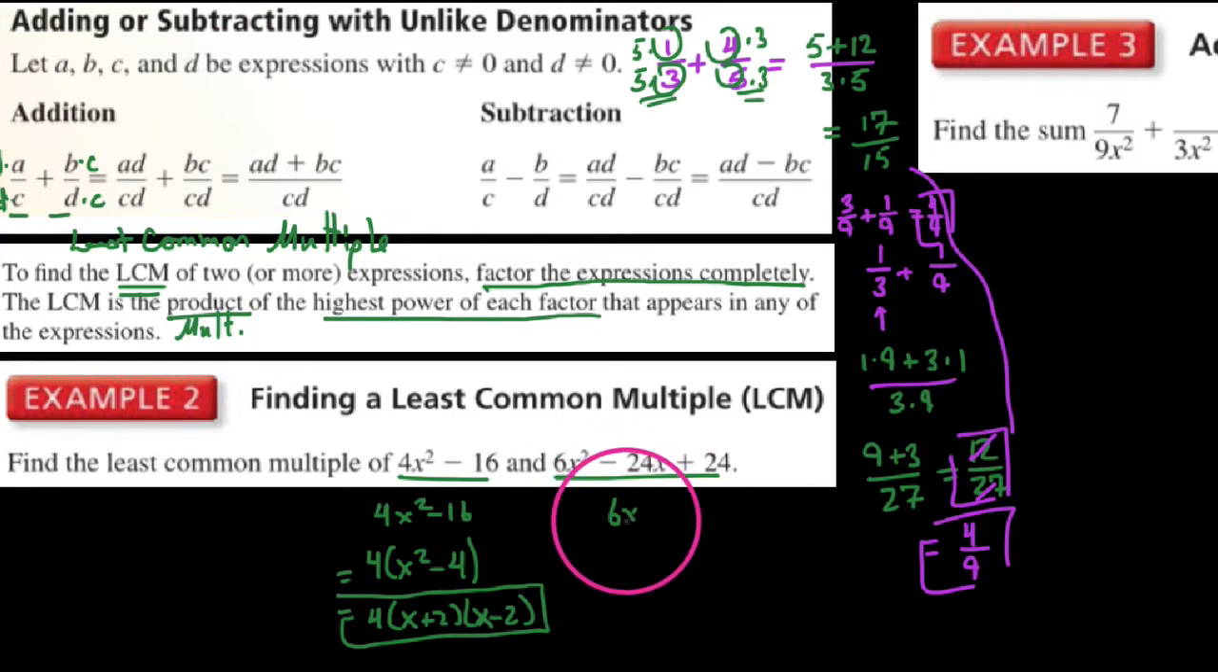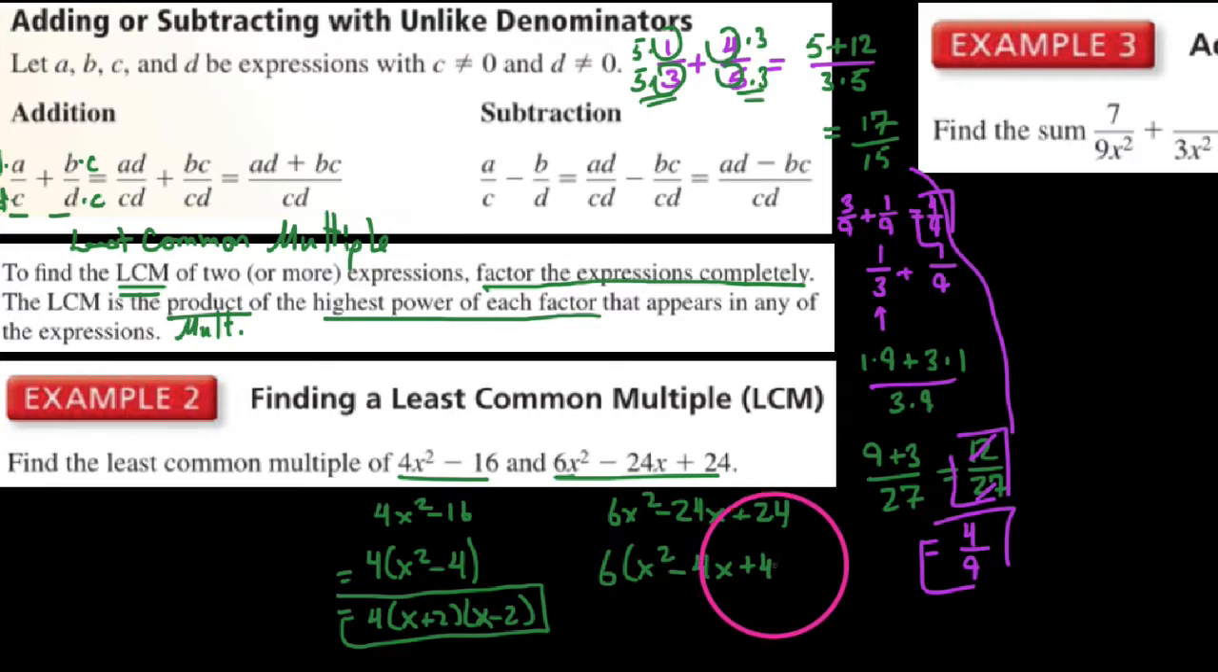Taking a look at this next expression, 6x squared minus 24x plus 24, we see that they all share a common factor of 6, and factoring that out would give us x squared minus 4x plus 4 left on the inside. And again, this is factorable. So we say 6 out in front. What are two factors of a positive 4 that add up to be a negative 4? Well, this had to be a negative 2 and a negative 2.